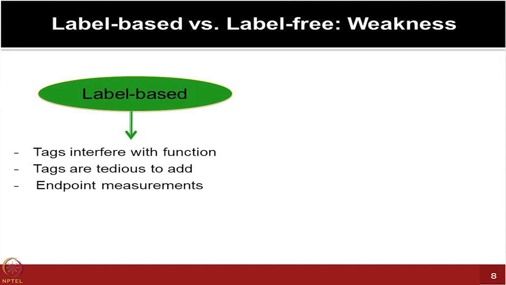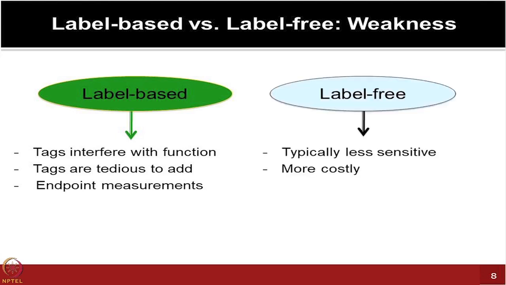So label-based, because of the tags, might interfere with the function. You may have certain kinds of issues which can give you artifacts, and this is an endpoint measurement because you are not having control on how the assay progresses. Label-free technology has a lot of advantages, but they are still very specialized. Many of them are not available in many labs. You will not find those biosensors available everywhere. They are sometimes more costly, and again, you still have to ensure that all the signal which you measure is coming because of the actual binding and not because of the bulk effect, not because of something else which is happening and you are seeing an artifactual response.